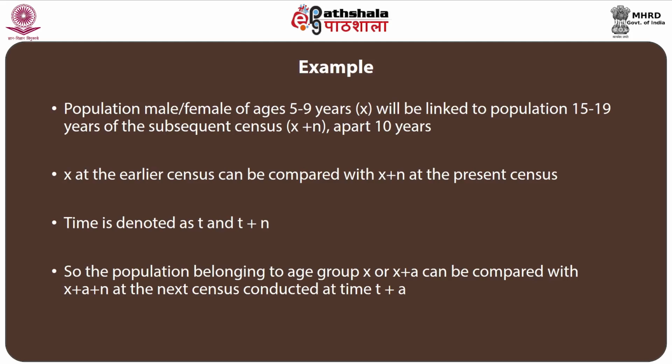Such information, in case it is available, means the population belonging to one age group X and the same population at age X plus N in the second census enumeration time can be compared. So, X at the earlier census can be compared with X plus N of the present census.